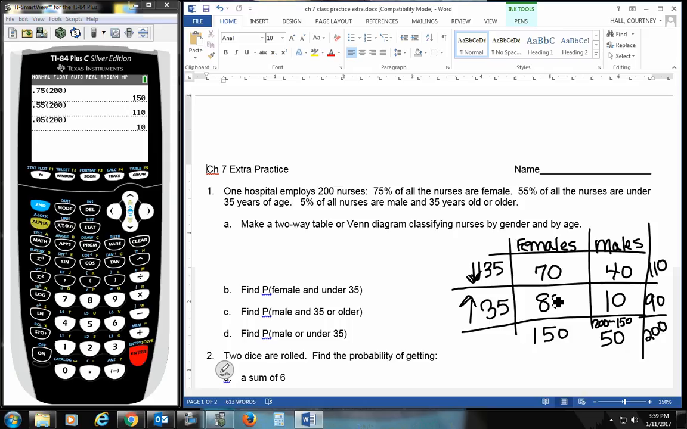Okay, so part B, find the probability that the person is female and under the age of 35. So female and under the age of 35, there's 70 of them from our first cell there, and you want to take it out of the total, which is 200. And so 70 over 200 simplifies to 7 over 20, and then as a decimal would be 0.35.